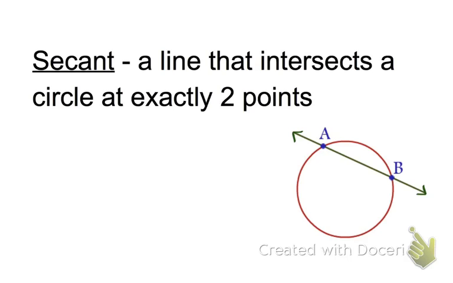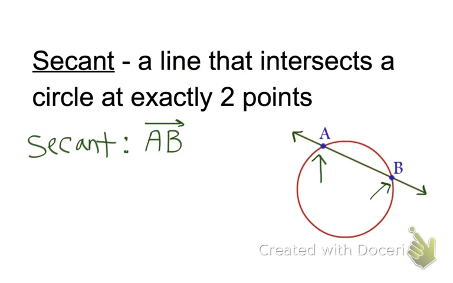A secant is a line that intersects a circle at exactly 2 points. So we have points A and B where that line touches the circle. So the way that I would name this secant is, since it's a line, I'm going to use the line symbol, and I'm going to use the 2 points that are on that line. So A, B, with the line symbol on top of it.